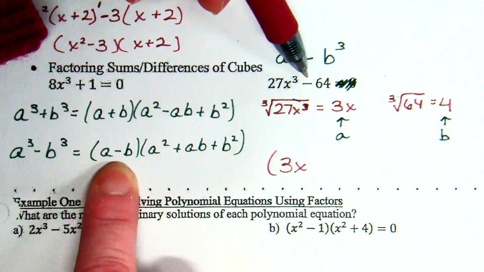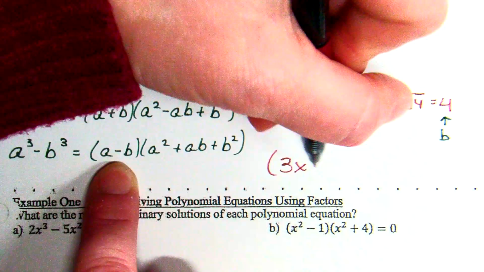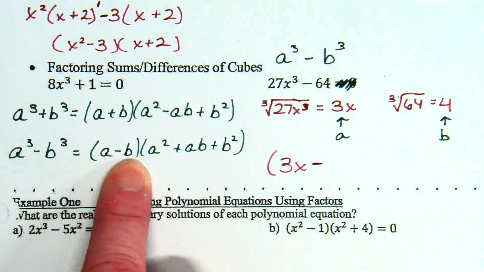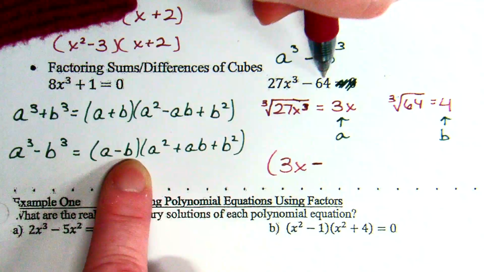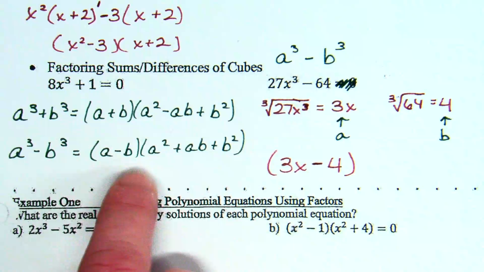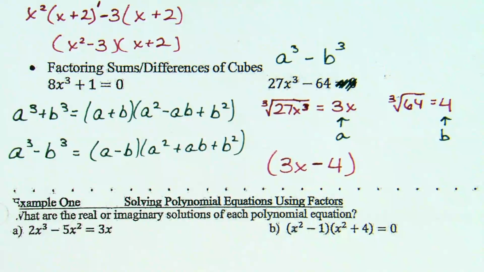Because my original sign was a minus, the sign in my first parenthesis is a minus. What is the B? So what is the cube root of my last term? What was the cube root of 64? 4. So 3x minus 4 is what goes in my first parenthesis. And that first parenthesis is a binomial. It's two pieces.